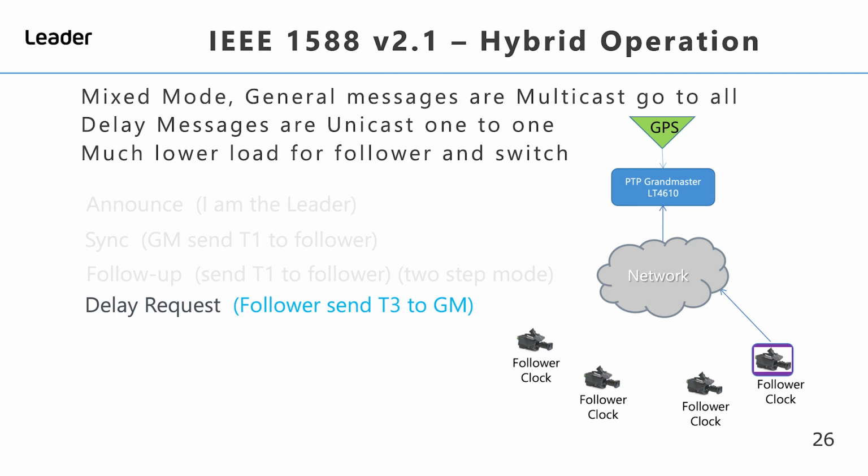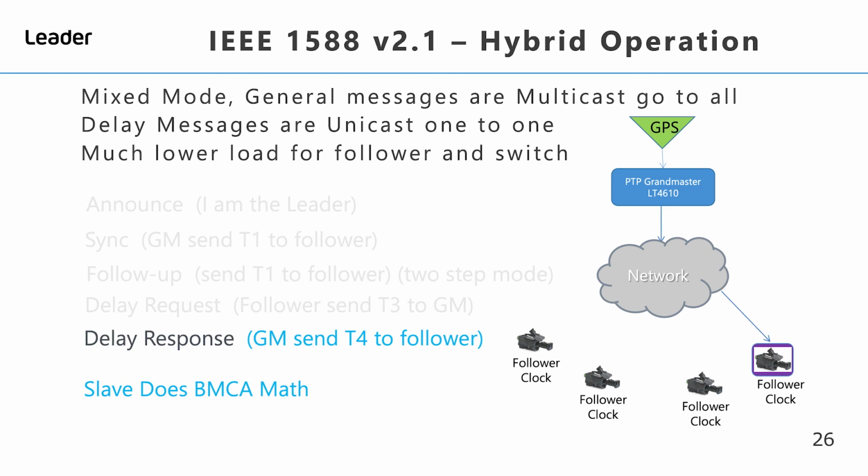The delay request message is a unicast message featuring the T3 timestamp from the follower clock to the grandmaster. Since it is unicast, no one else gets that message except for the grandmaster. Delay response message. The grandmaster sends the T4 timestamp to the follower clock that sent the delay request. This is a unicast message, so only the follower clock that sent the delay request gets the message. So as you can see, the load on the network switch is now a lot less.